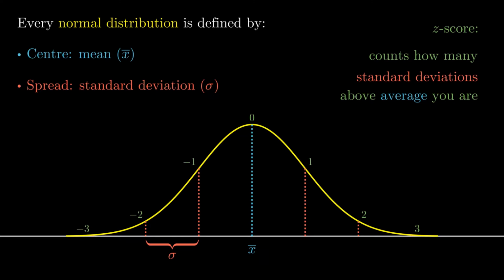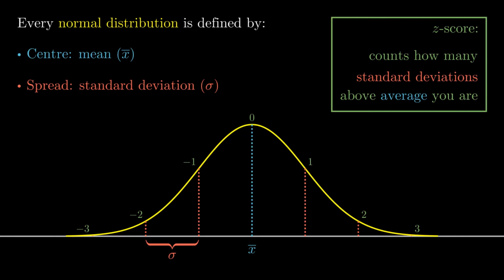And this topic pretty much revolves around this one definition, okay? A score called the z-score, or the standardized score, that counts the number of standard deviations above average you are. And this score does the job of pinpointing where you are on the normal distribution.